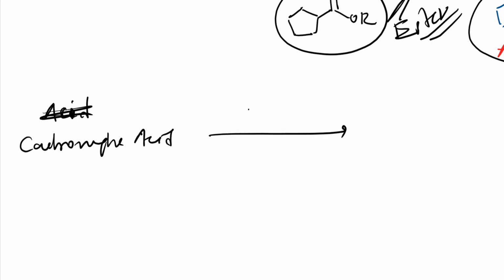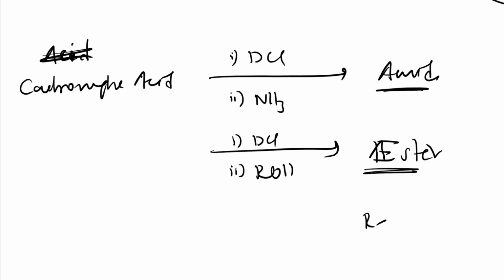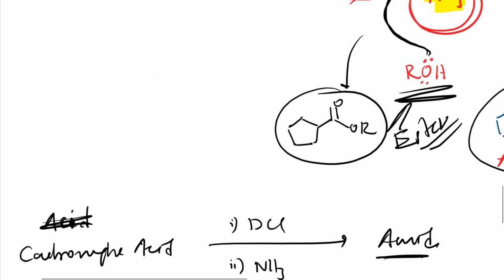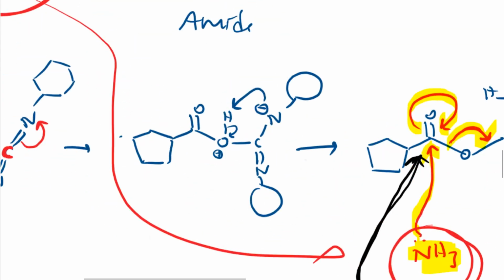I will add DCC, and in the second step, if I add ammonia, I'll get amide. Instead of this, if I add DCC and this alcohol ROH, I'll get this ester, RCOOR. So these were the first applications, and I have also told you the mechanism, how DCC acts. It is a simple mechanism I have told, how it will attack.